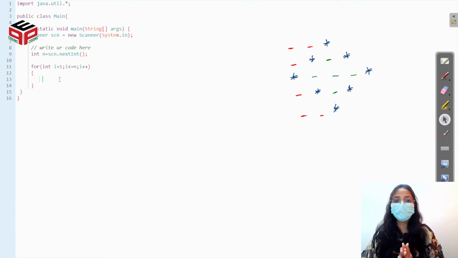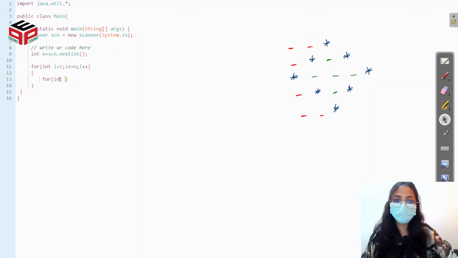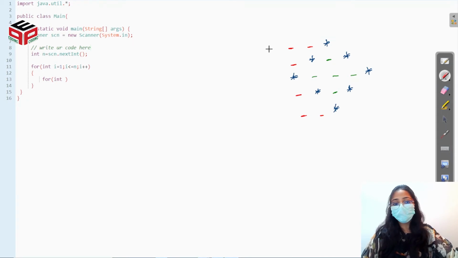The first thing we are doing over here is print the outer spaces, right? So we are going to start printing the outer spaces. First, we need to initialize the outer spaces. So we will start from this row. For the first row, how many outer spaces do you see? We have 2 outer spaces, right?